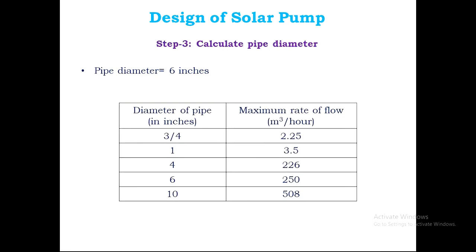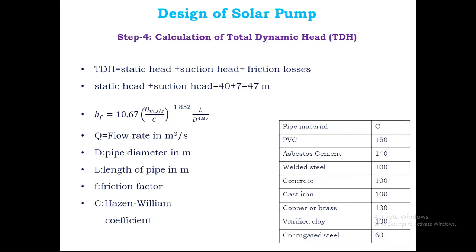Then you have to choose the pipe diameter. There are some specifications according to the maximum rate of flow in meter cube per hour; for 2.25 it is 3 by 4 inches, like that. So consider this table, and we have 240 meter cube per hour, which is near to 250, so for pipe diameter you can take 6 inches. Okay, pipe diameter is 6 inches.